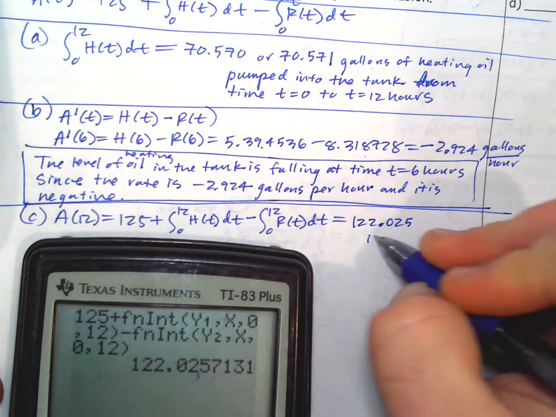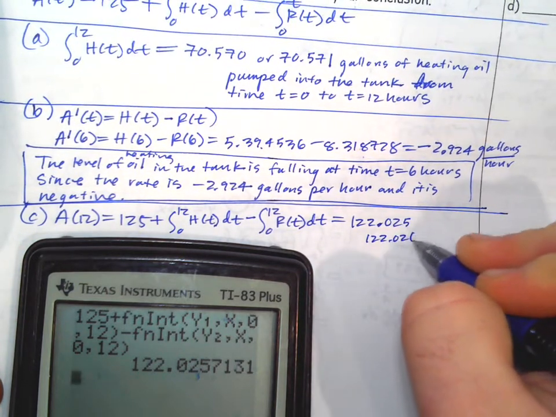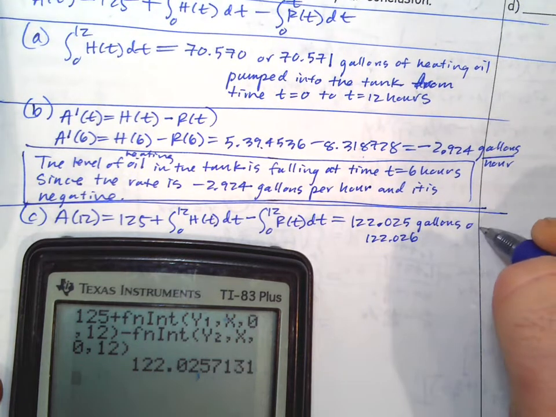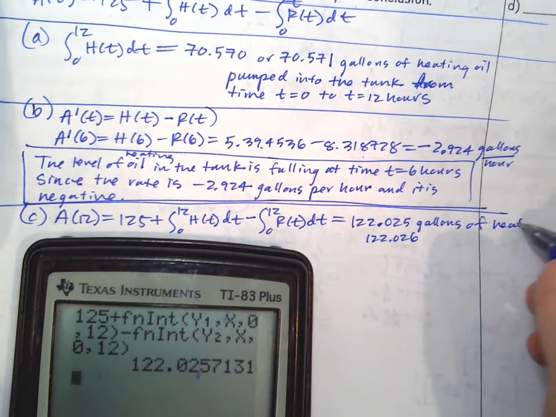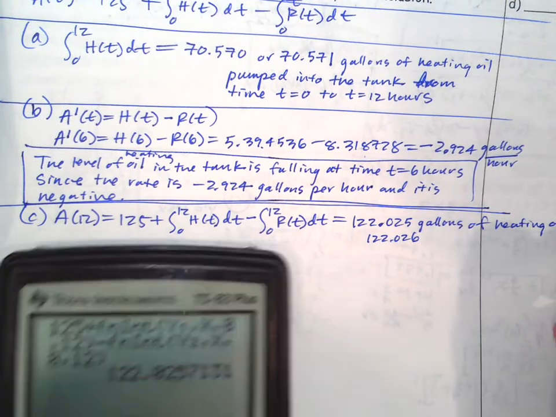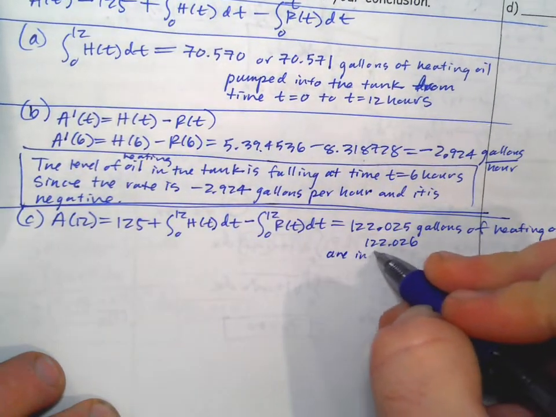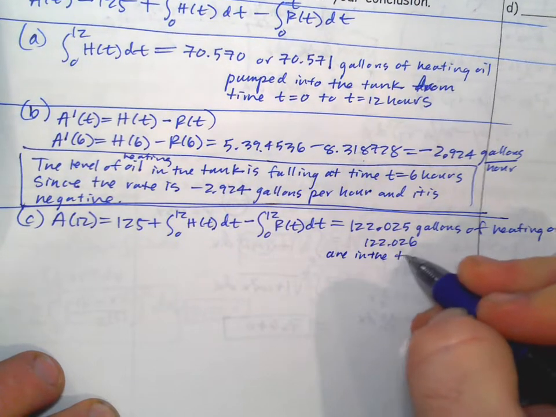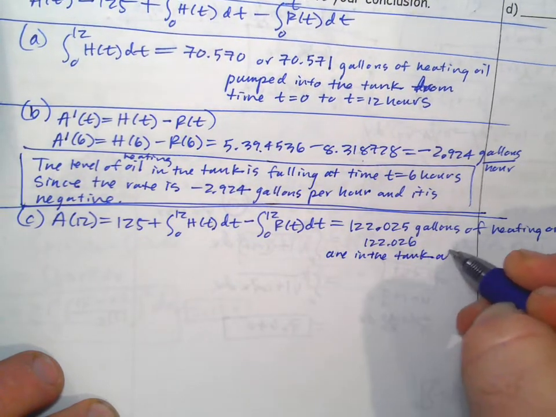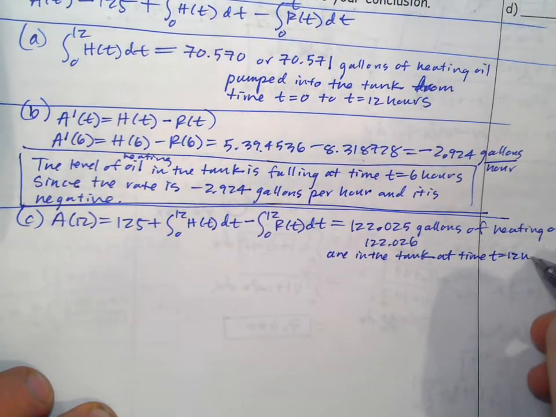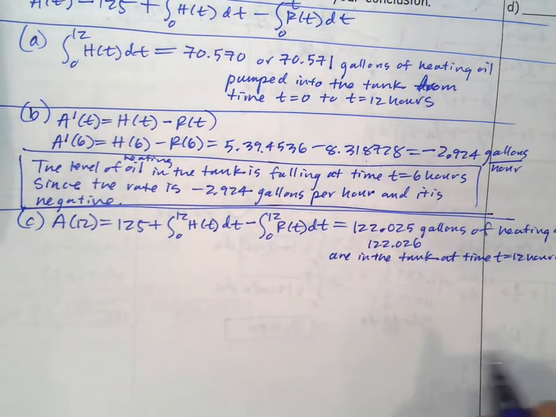122.025 or 122.026 gallons of heating oil are in the tank at time t equals 12 hours. Sounds like an answer.